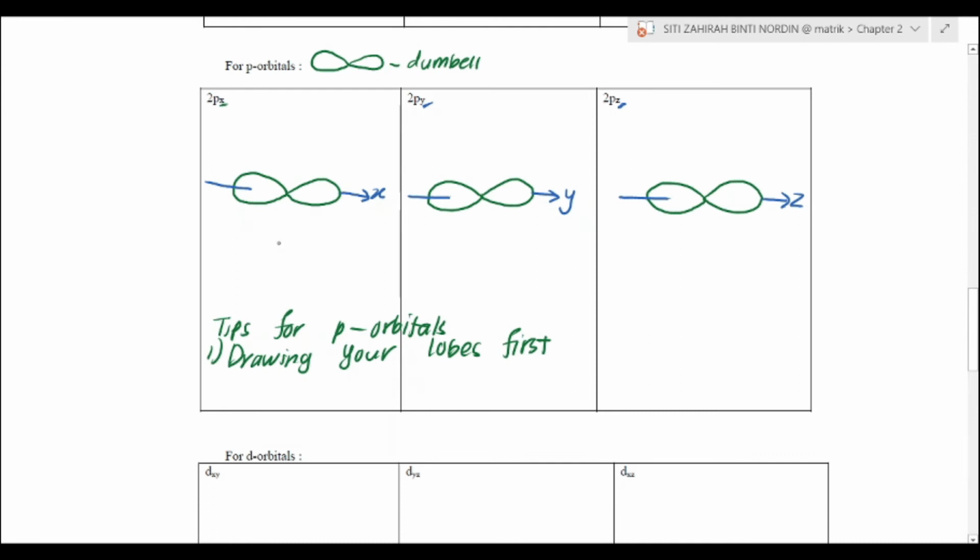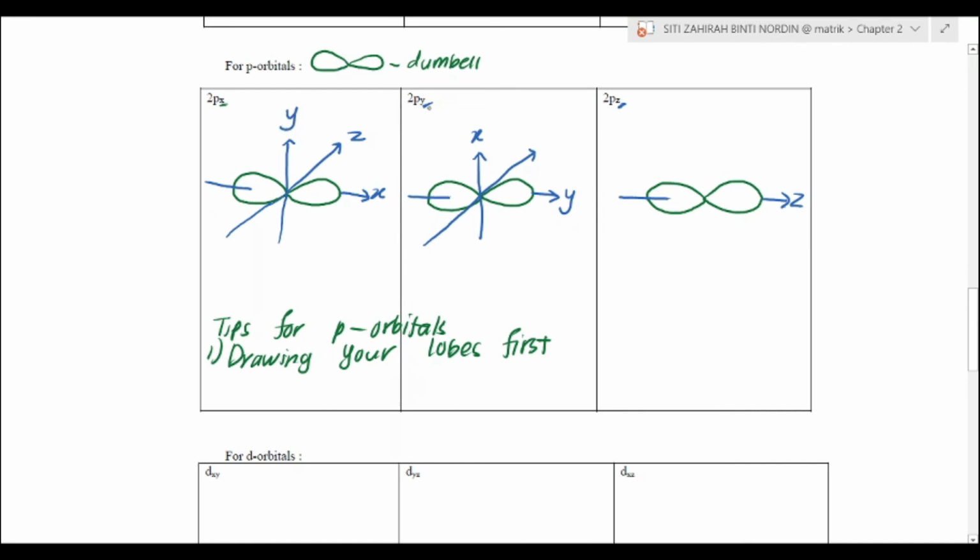Okay, so the first one for 2px, you can write it as either y or z axis. Okay, so I'm gonna go with x. So this axis must be for z. Okay, and the same thing goes for 2py and 2pz. Oh, sorry. So this must be for 2px. Okay, the vertical axis must be for y.